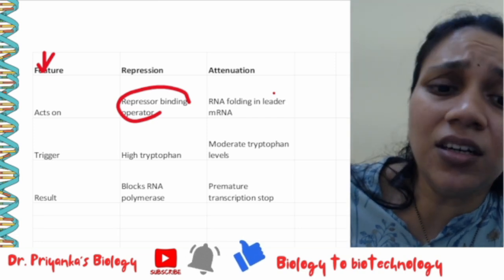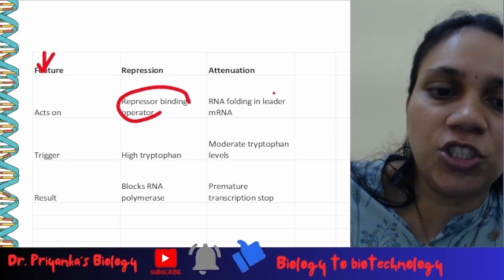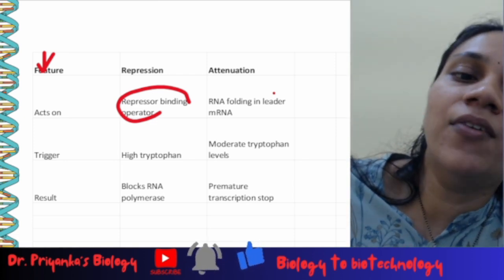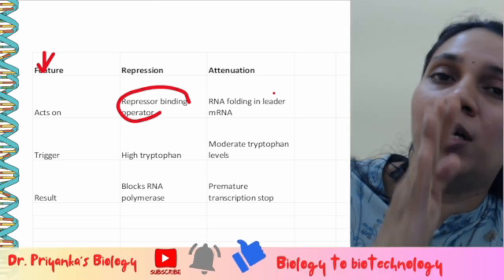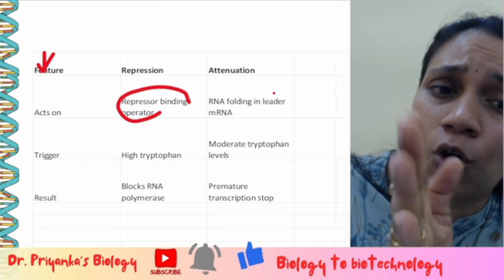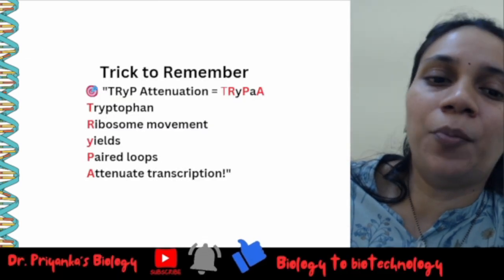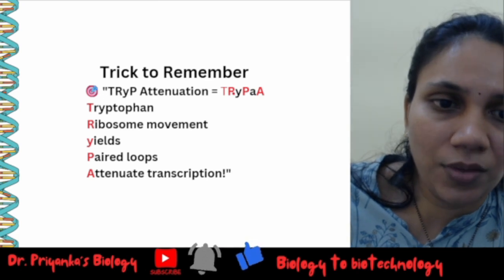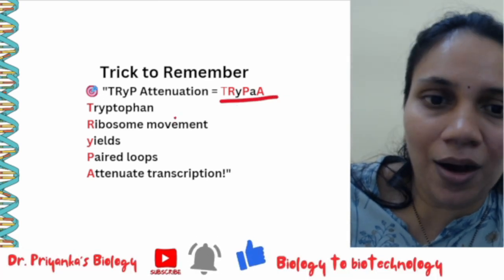As for the result, in repression it is going to block the RNA polymerase. And in attenuation, the main criterion is the premature transcriptional stop. It is going to stop the process abruptly or prematurely. So how can we remember this? That's a simple trick I'll give you. It is TRIPIPA. Okay, TRIPA or TRIPIPA.